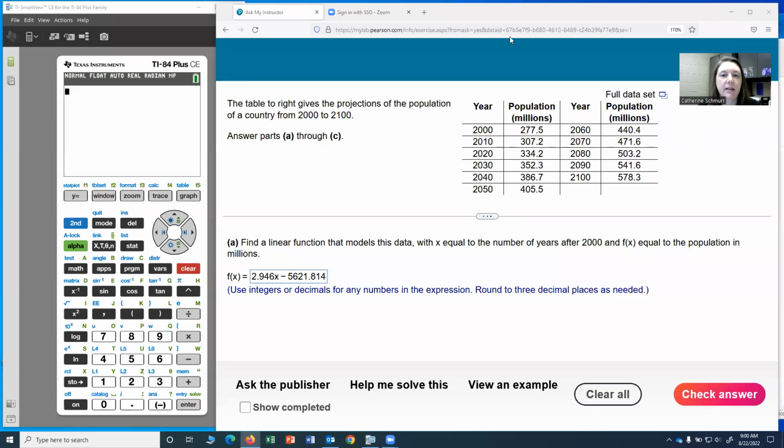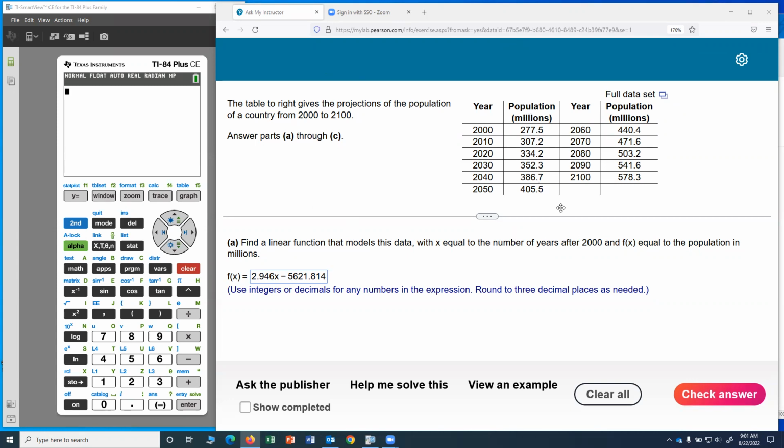Hey there, I wanted to take a minute to answer the student question about homework 2, finding a linear function that models data. So I have the problem pulled up here, and it asks me to find a linear function that models the data with x equal to the number of years after 2000 and f of x equal to the population in millions. So notice that the y, or f of x, is already population in millions.